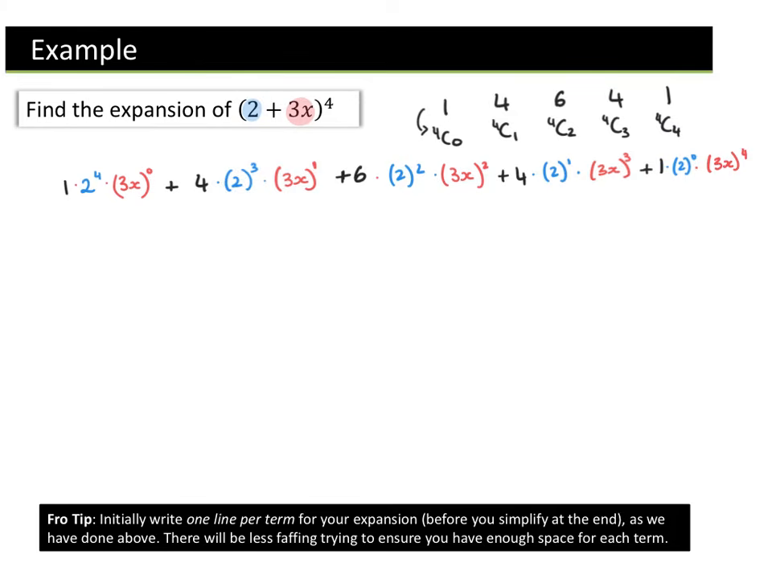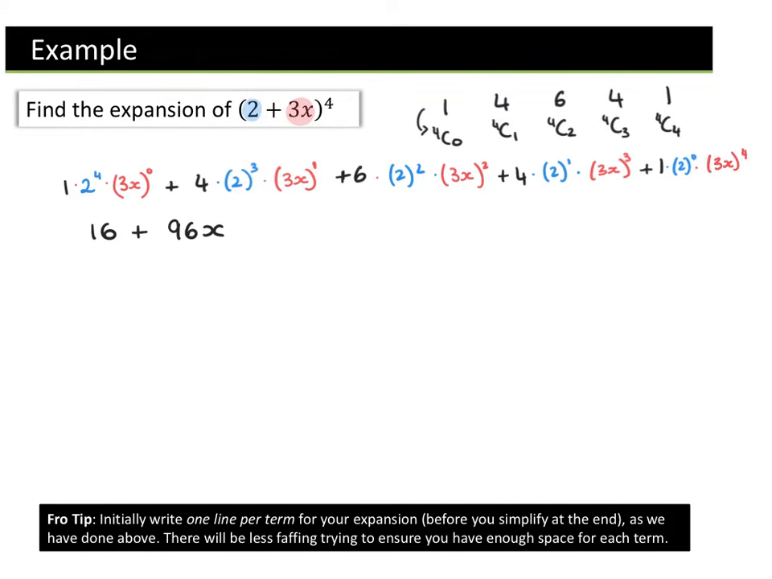1 times 2 to the power of 4 times 3 to the power of 0 is 16. Plus 4 times 8 is 32, times 3, 96x. Oh, I did 6 at first. What's 8 times 4? 32. Times 3? 96x.